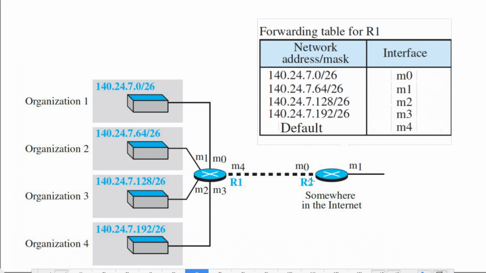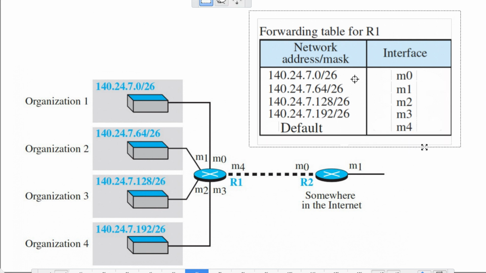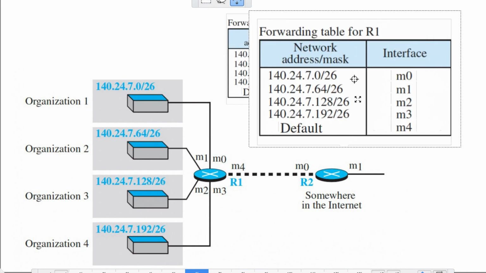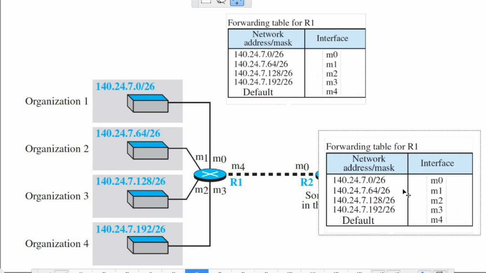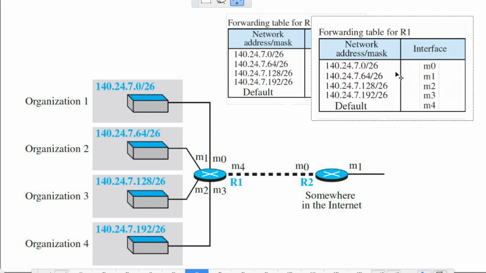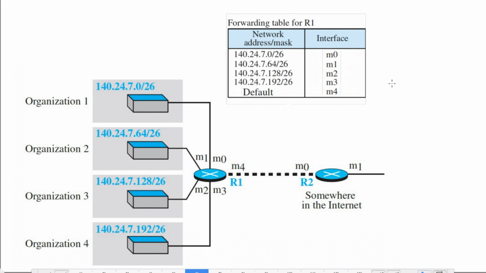Now, what about R2? How will the R2 routing table look? Just think about it. R2 is also indirectly connected to these four networks. So there is no problem if I just write the R2 routing table almost as it is. Let me copy this and show you how I'm going to write the routing table for R2, or forwarding table or routing table. I don't know where to put it. Maybe let me put this in the next page.